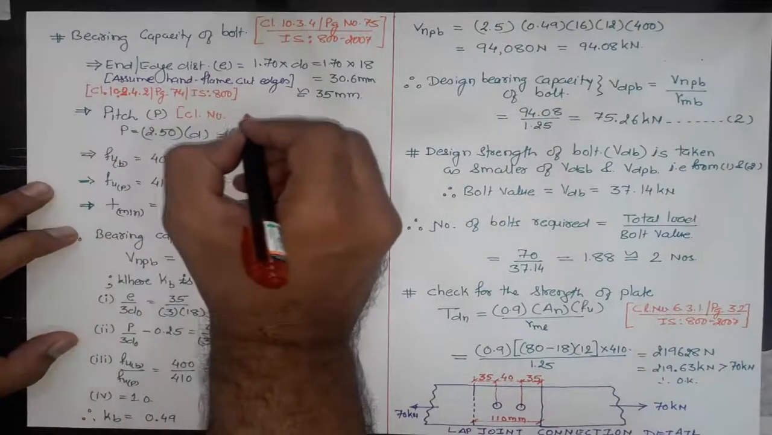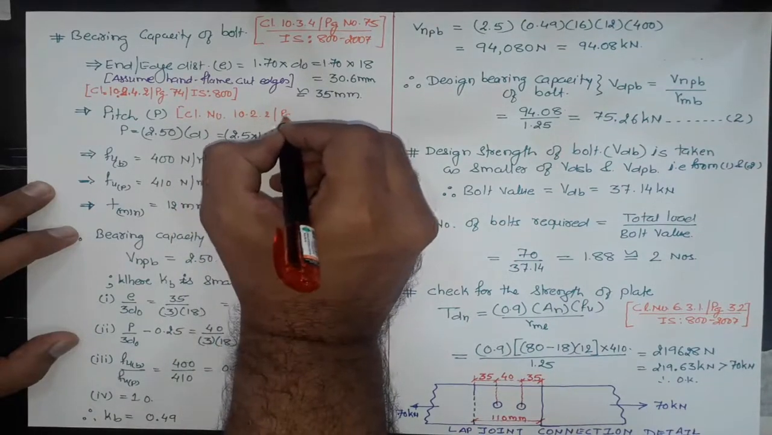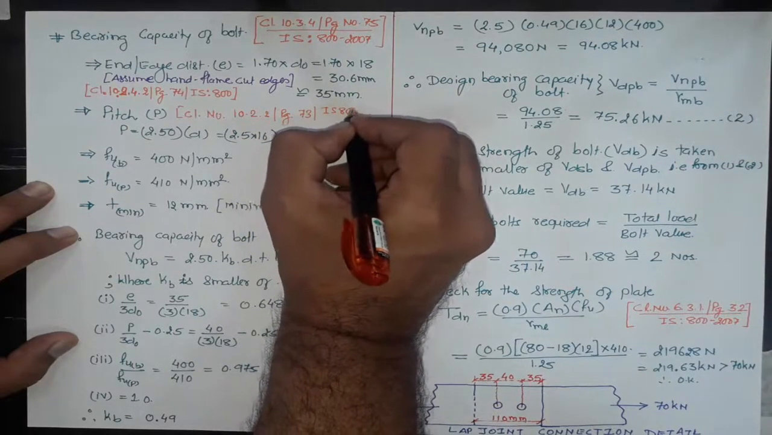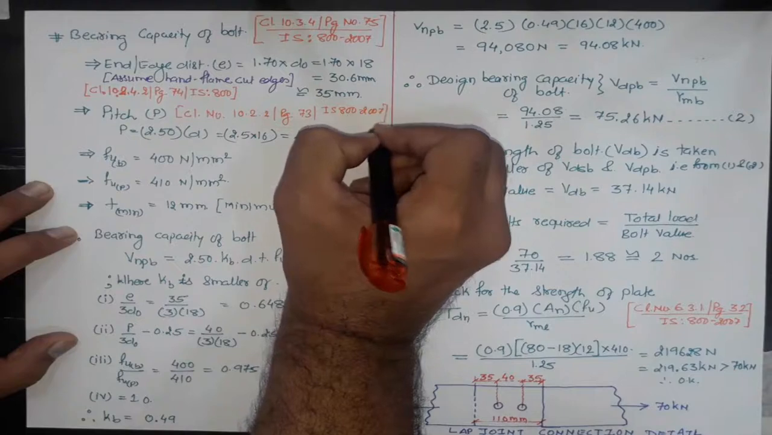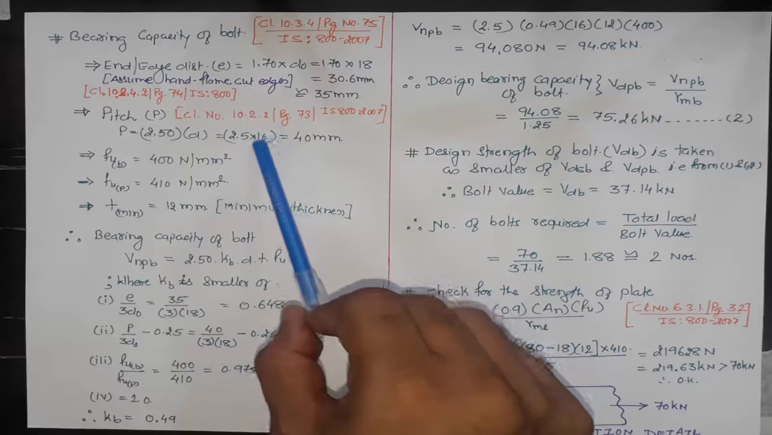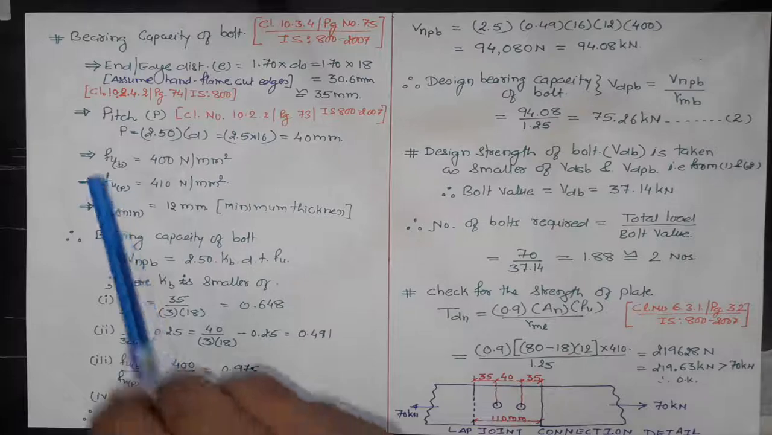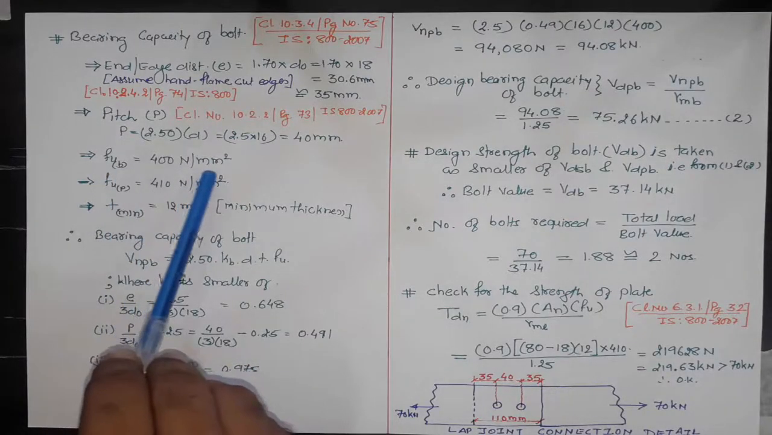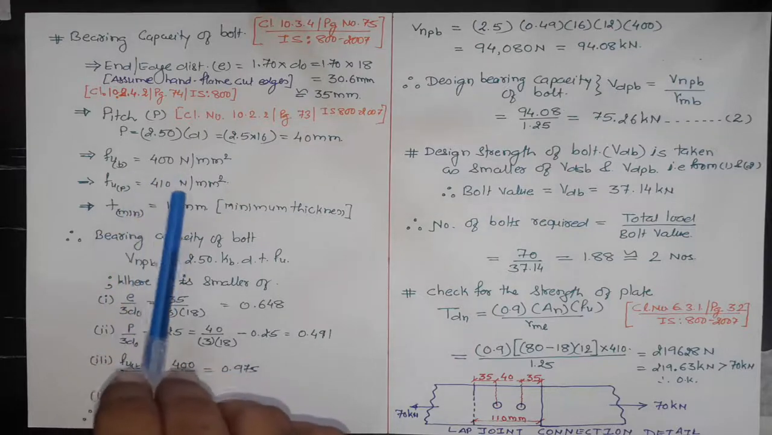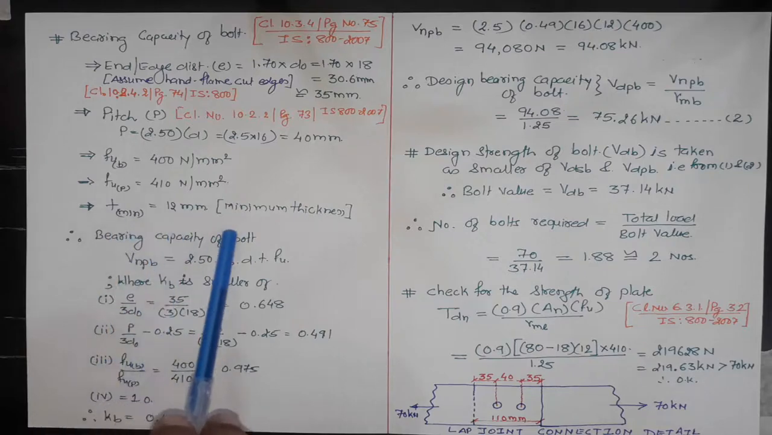Pitch distance p as per clause number 10.2.2 given on page number 73 of IS 800-2007 is 2.5 times the diameter of bolt. Here the diameter of bolt is 16. 2.5 into 16 comes out to be 40 mm. fub as given in the numerical is 400 Newton per mm square. fup as given in the numerical is 410 Newton per mm square. t minimum, that is the minimum thickness of plate, is 12 mm.